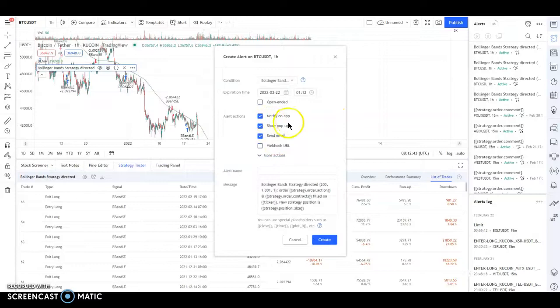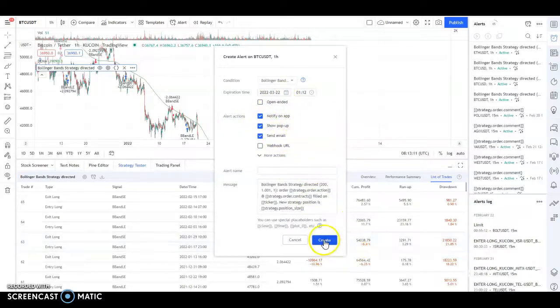And then notify an app, show up on pop-up, send email. You want those 3 all checked. And then you'll get an alert sent straight to your phone, to your email. Make sure your email notifications are on, boom. And if you have the TradingView app, it will also send an alert straight to your phone from the app. So you'll get a bunch of notifications. It'll be like boom, boom, boom, a trade is ready, right?